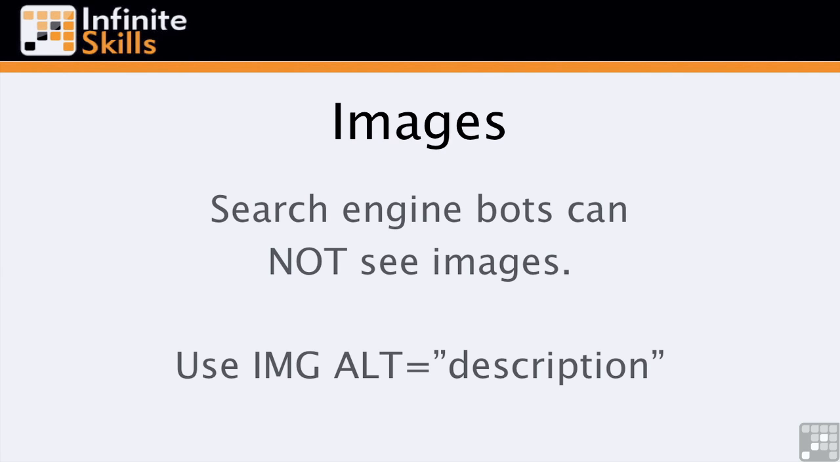Next up is images. Search engine bots cannot see images. So if you have any text that's rendered inside of a JPEG or GIF or PNG or any other image type, they cannot read whatever is in there. They can't see the image. The good news is there's the image alt tag, and that's the alt text, or sometimes just called the description, that you can use to tell the search engines what that picture is of. So if you do have a picture, be sure to use the image alt text.